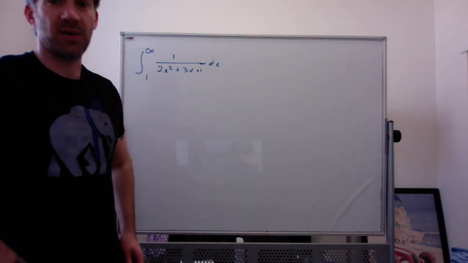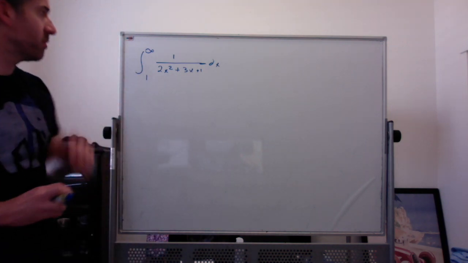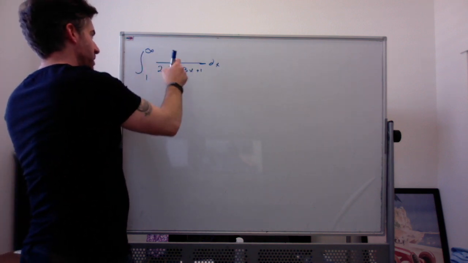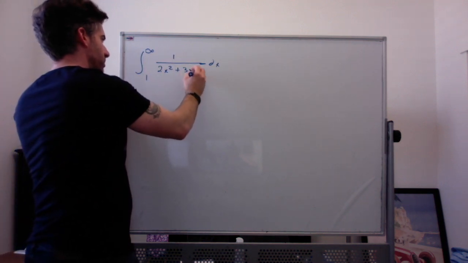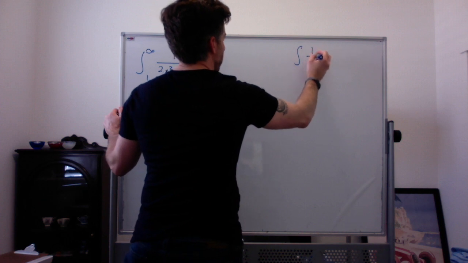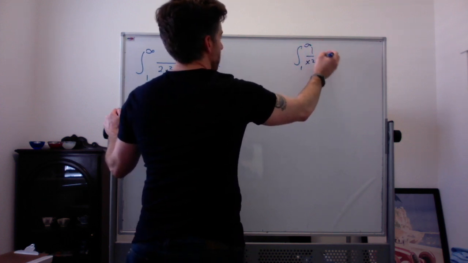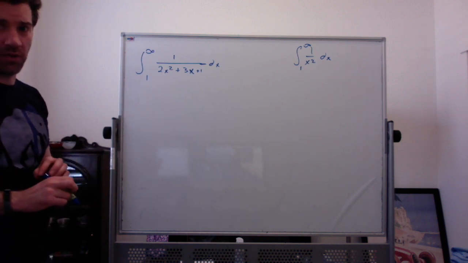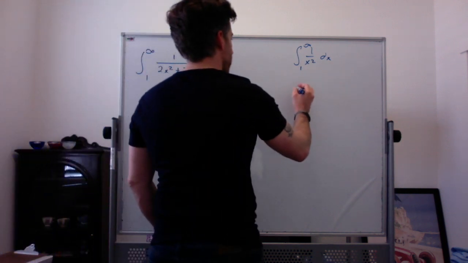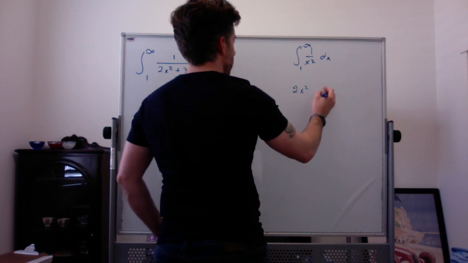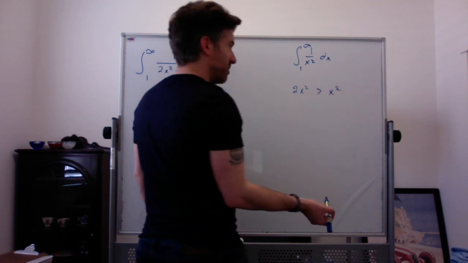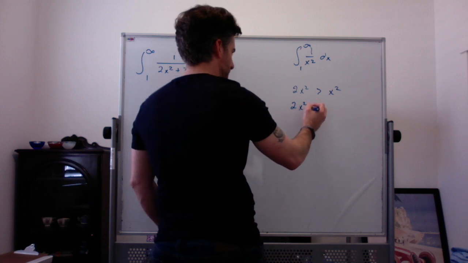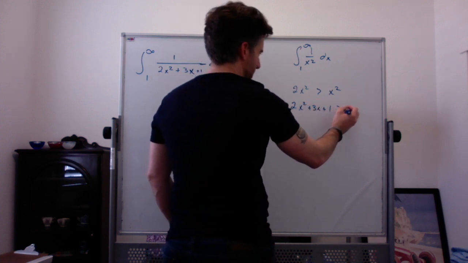This is a partial fractions problem, but it also is improper. Before I even do this problem, the integral from 1 to infinity of 1 over 2x squared plus 3x plus 1. I know the integral of 1 over x squared from 1 to infinity converges. And this looks like it's actually smaller, right? Because I know that 2x squared is bigger than x squared when x is positive, when x is bigger than 1. And so if I add more positive things, 2x squared plus 3x plus 1 is bigger than x squared.